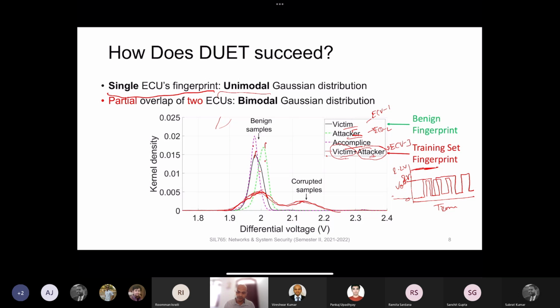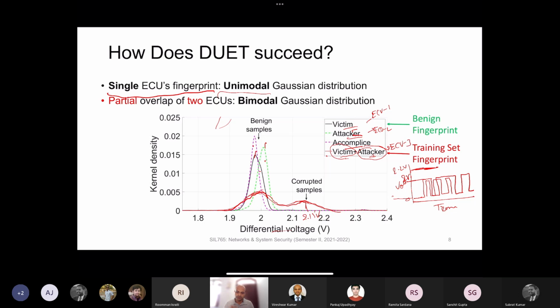But where there is an overlap between the attacker's voltage and the victim's voltage, the corrupted samples will have higher voltage. On the x-axis we are plotting voltage values, and here you see it is around 2.15 volts. So the corrupted voltages will have higher voltages. This is the way we found to create a malicious data set.